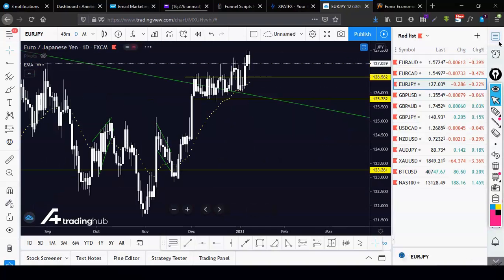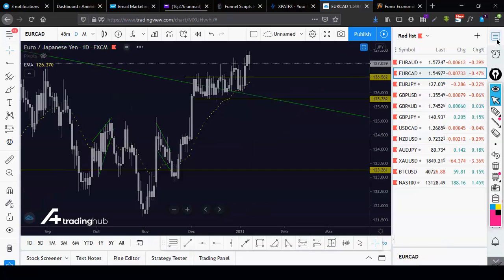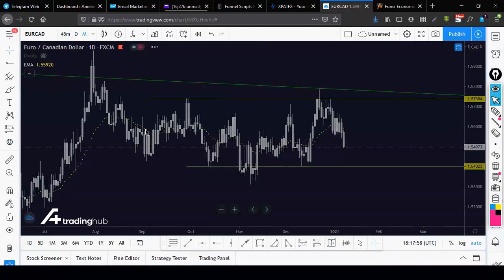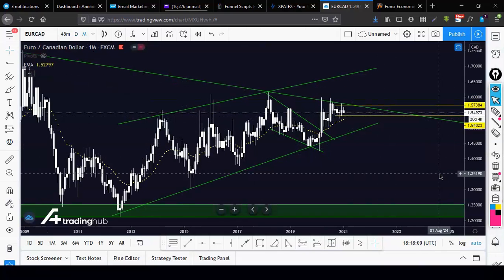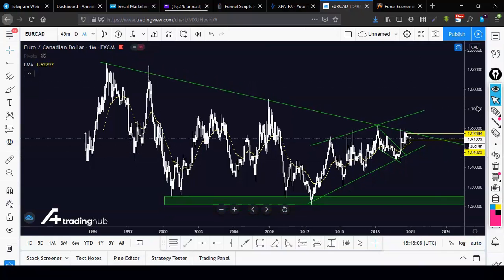We look at Euro JPY. Sir, please. Oh, no, I wanted to see your overall structure for the Euro card, on the monthly time frame. Right, this is the monthly time frame here. Sir, please shrink your chart a bit. I should shrink? Okay.